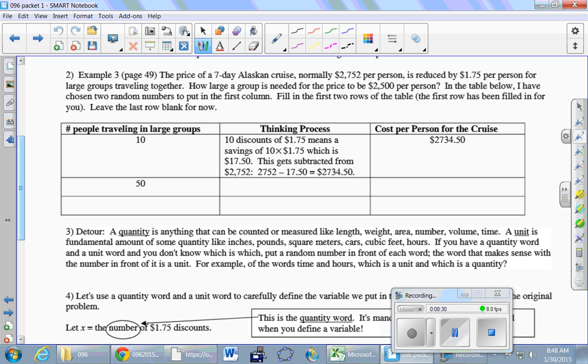Now, it's quite possible that some of you already know the arithmetic calculation you need to do with those two numbers and the $1.75 to answer this problem, and that's great.